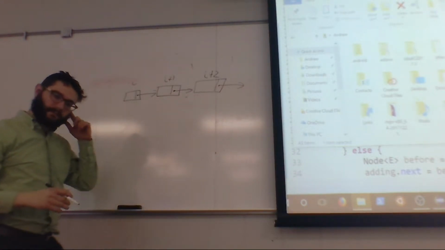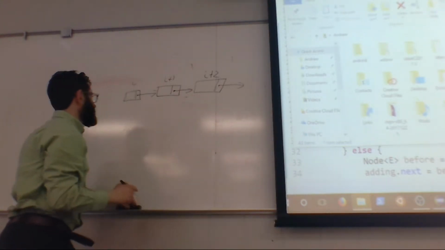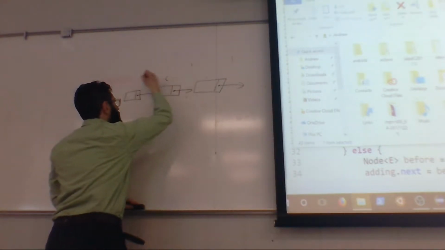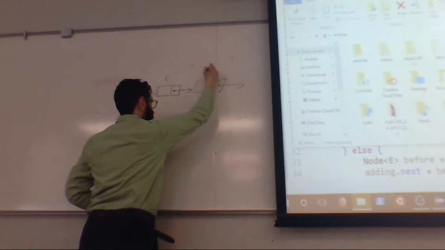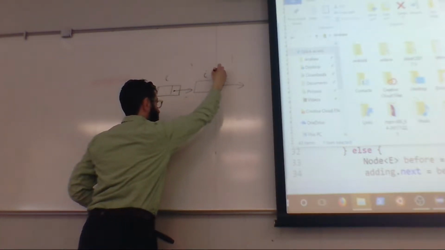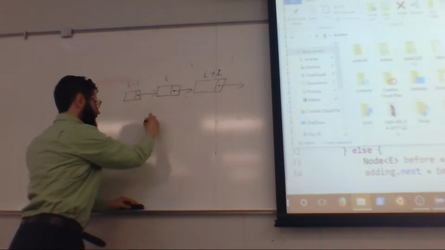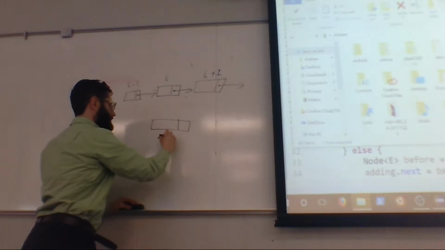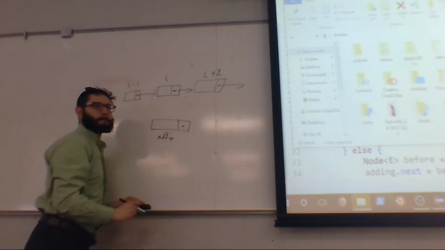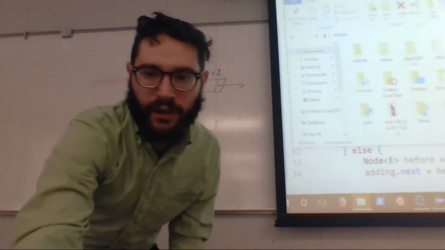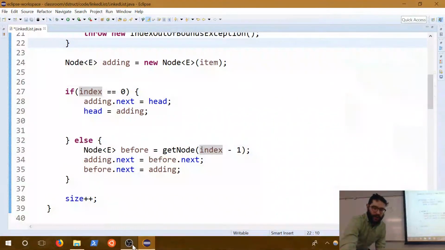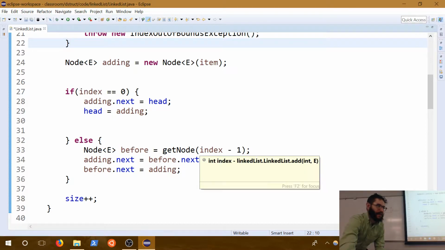So say we want to add our node to index I. So we've got I minus 1 and I plus 1 over here. Okay? So say we've got a new node over here, and this is our adding node, right? We created our nodes over here, and what we want to do now is add to this location. Well, what we do is grab the node before the index we want to add it to.